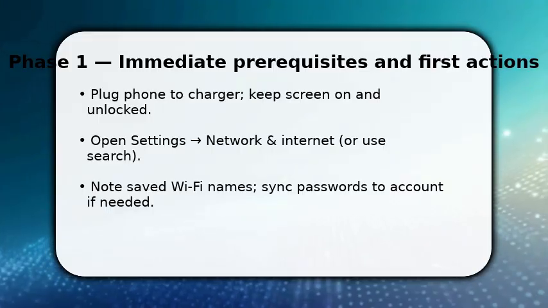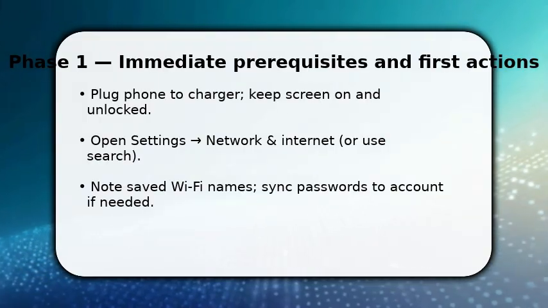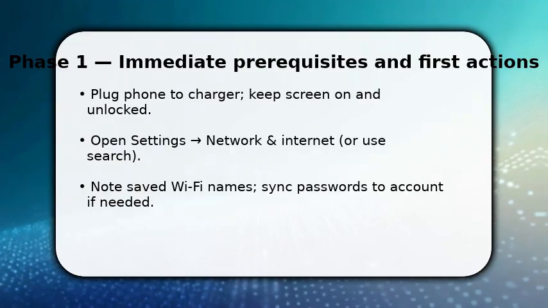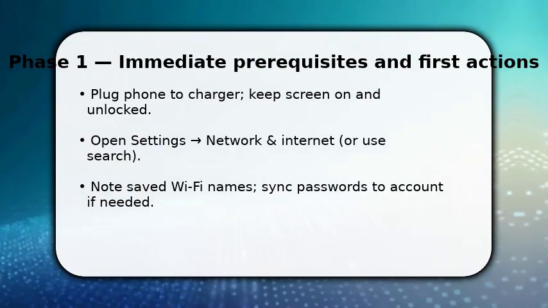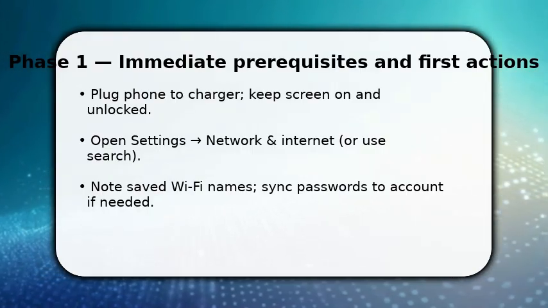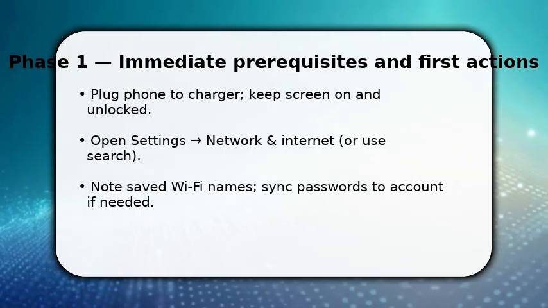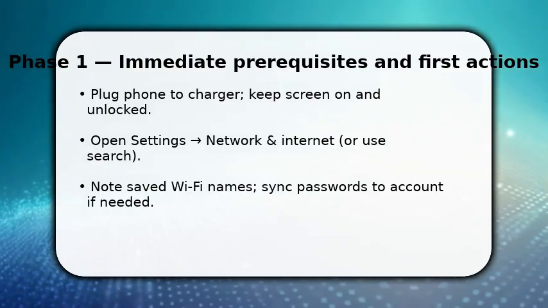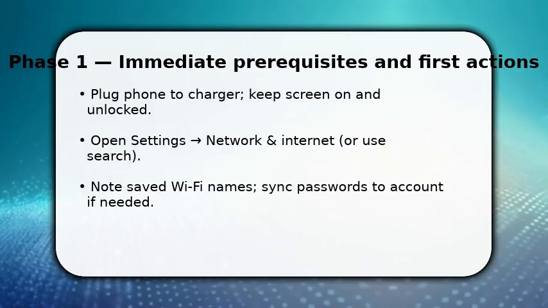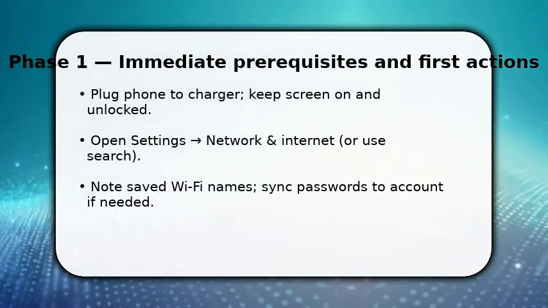You start now, plug the phone in and unlock it so nothing sleeps mid-process. Open Settings, then tap Network and Internet. Use the Settings search if your menu differs. Once on that screen, make a quick note of any Wi-Fi SSIDs you need. You can sync passwords to your account, but a manual note prevents surprises. Make sure you have your device PIN or pattern ready, because you will confirm identity before reset changes occur.